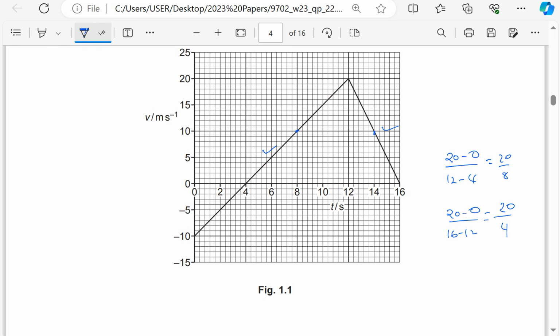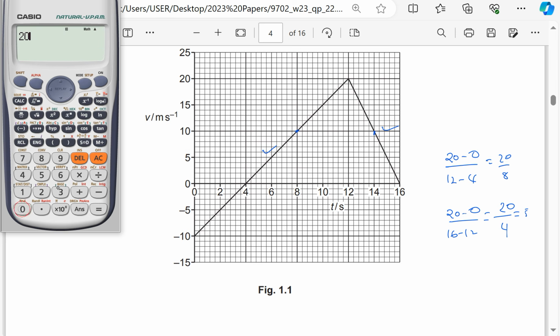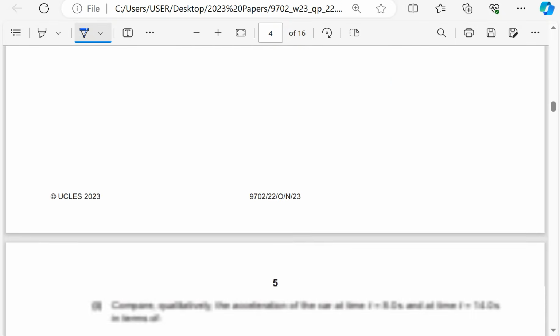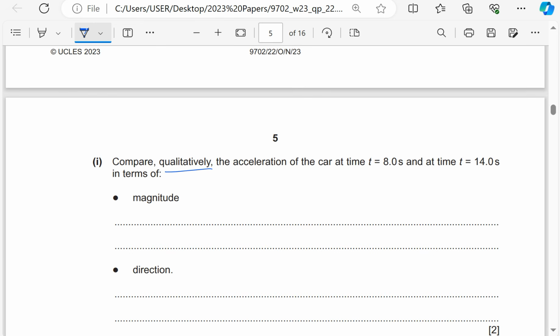In fact, the gradient of the second line, if you divide 20 by 4, that is 5. If you divide 20 by 8, that is 2.5. So the gradient of the first line is a half of the gradient of the second line. Second line is twice. But second line is negative, first line is positive, so they're in opposite directions. Okay, so let's start with the magnitudes. The magnitude of acceleration at t equals 8 is less than the magnitude of that at t equals 14.